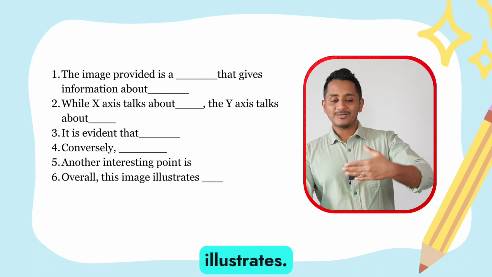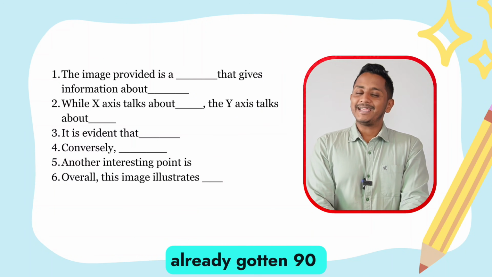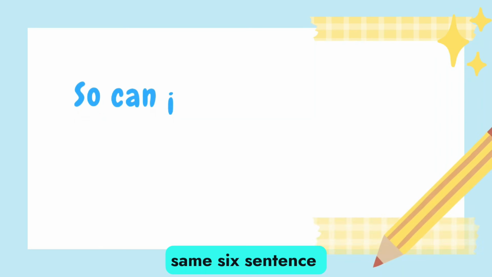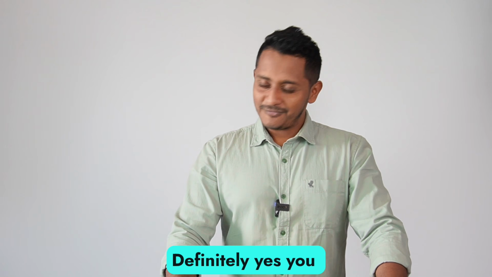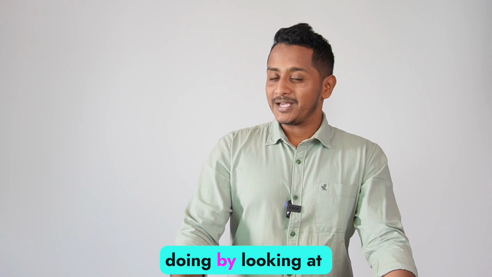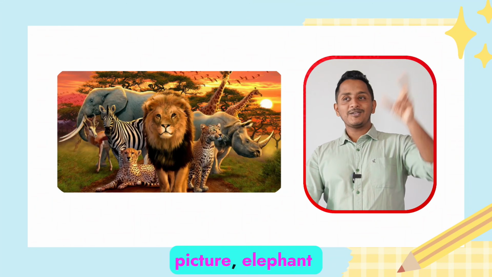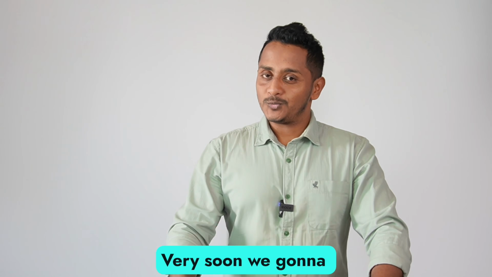Overall, this image illustrates. So this is a 6-line structure that I've made, and many have already gotten 90 using this. So can I apply the same 6-sentence structure for all the images, even for the pictures that I just showed? Definitely, yes, you can use it. How to use it, we will see. What is the mistake that you end up making by looking at those pictures, like the lion picture, the elephant picture, you completely go blank. Why you go blank and how to fix it, very soon we're going to understand.